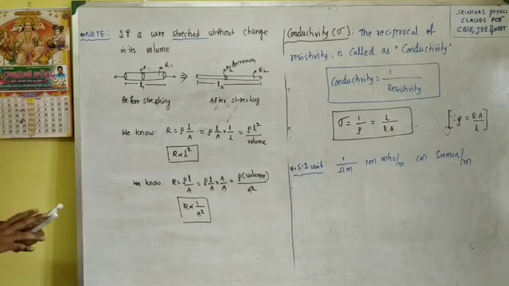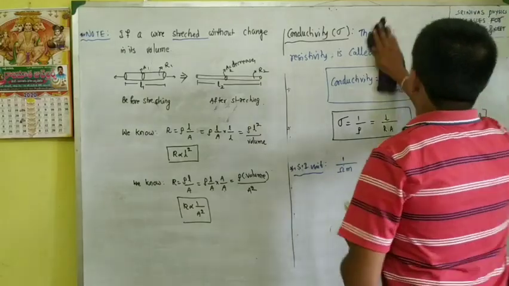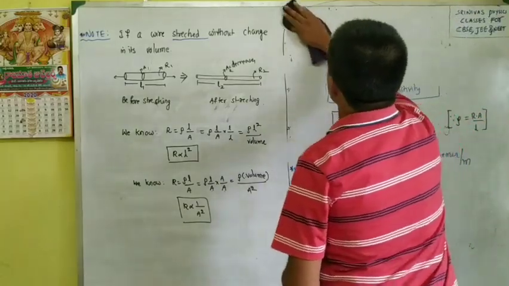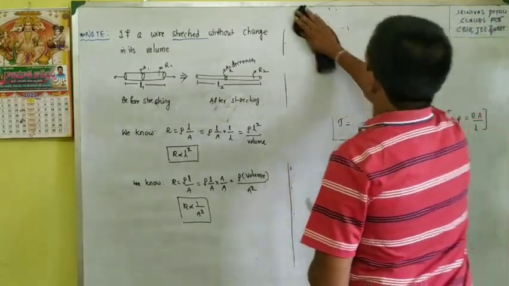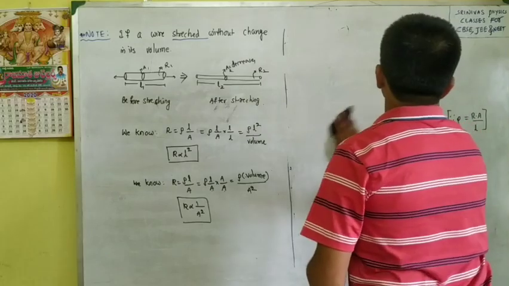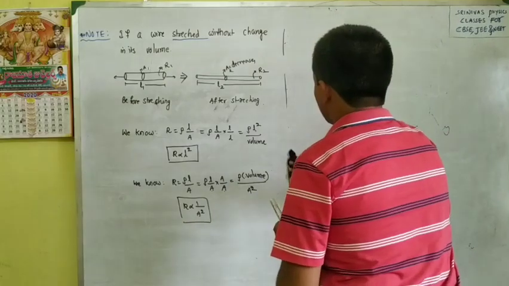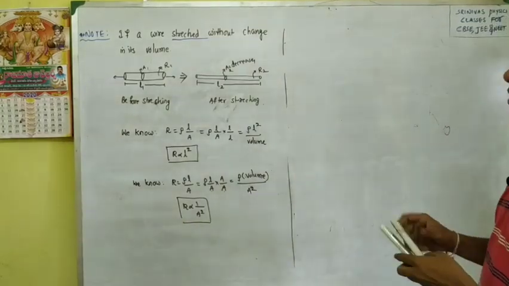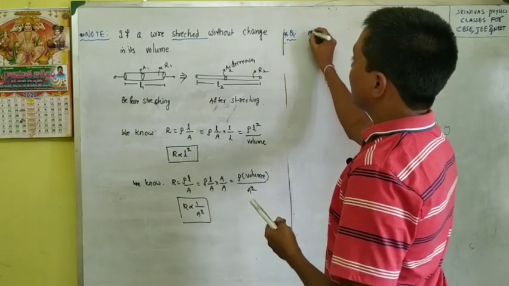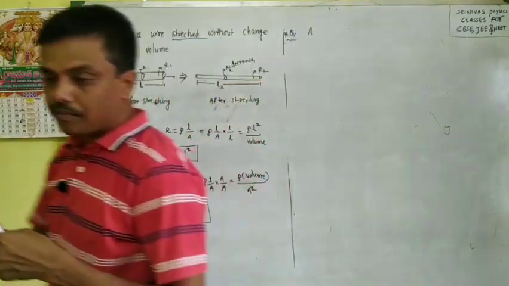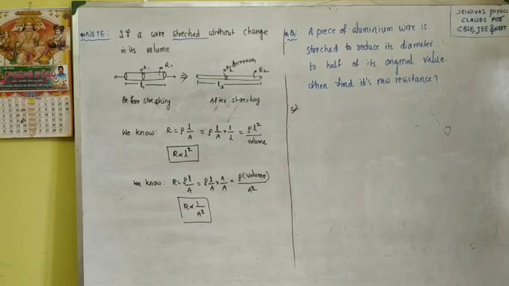Okay. For example, one question I will tell. A wire of resistance 3 ohm is stretched to reduce its radius by 1/4 times. Reduced to 1/4 times. Then what is its new resistance? Okay, I will write the question first.